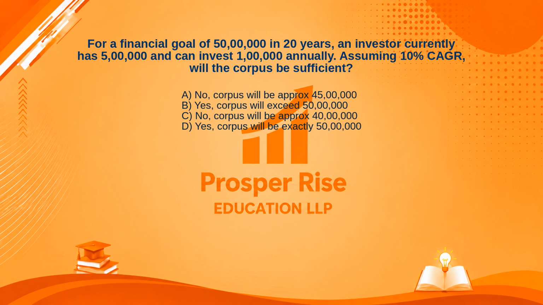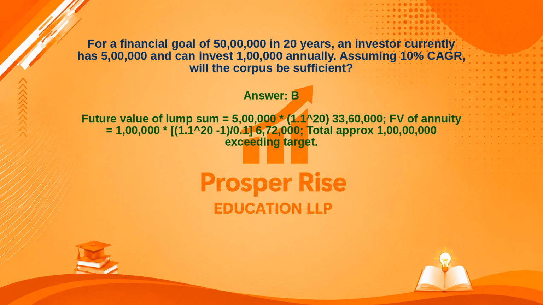The correct answer is option B. Let's see why. Future value of lump sum equals 5 lakh * 1.1^20 equals 33 lakh 60,000. FV of annuity equals 1 lakh * (1.1^20 - 1)/0.1 equals 6 lakh 72,000. Total approx 1 crore, exceeding target.